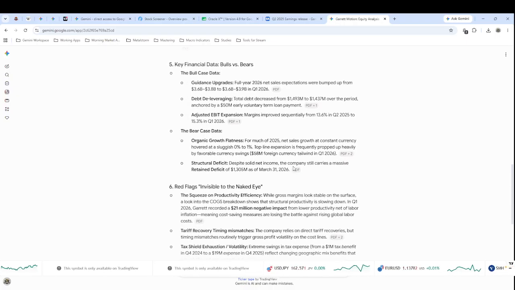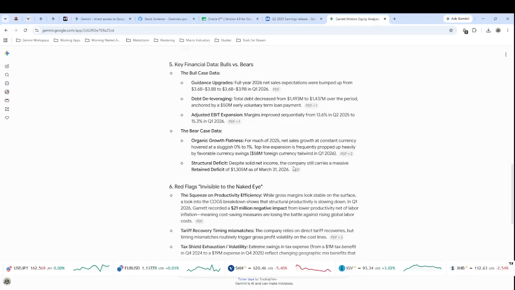Key financial data for the Bulls and Bears. Full year net sales expectations were bumped up. They're deleveraging their debt. Total debt decreased from 1.49, so $1.5 billion, to $1.44 billion, pretty much. Anchored by a $50 million early voluntary term loan payment.